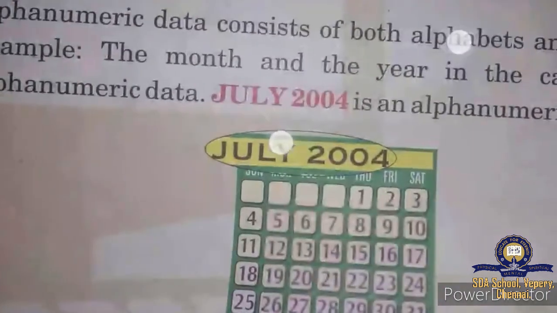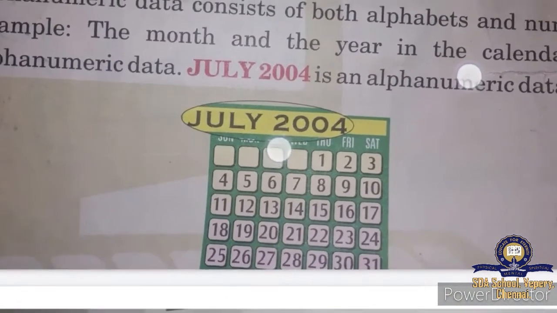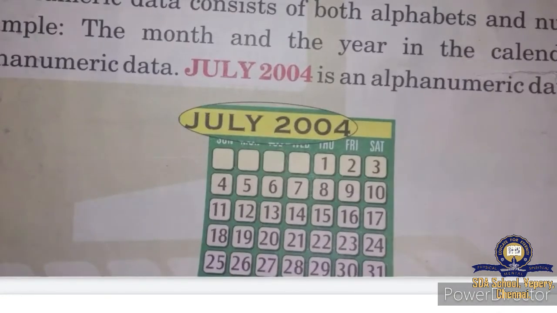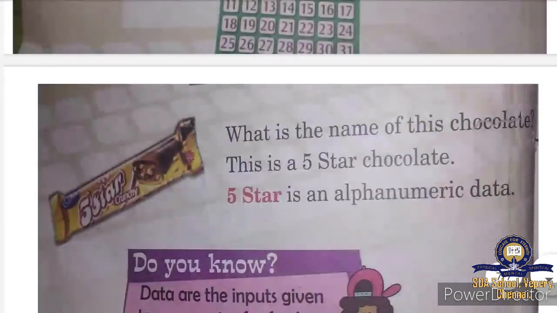Now we shall read here. Alphanumeric data consists of both alphabets and numbers. Example, the month and the year in the calendar are alphanumeric data. July 2004 is an alphanumeric data. Now we will move on to the next slide.